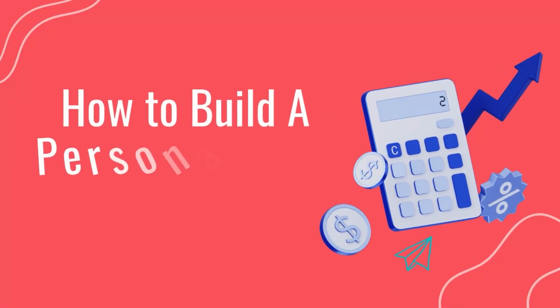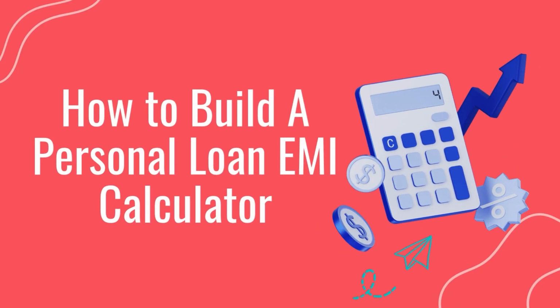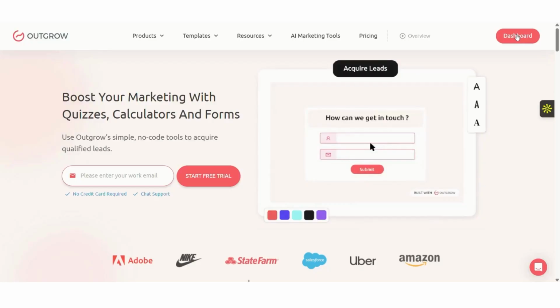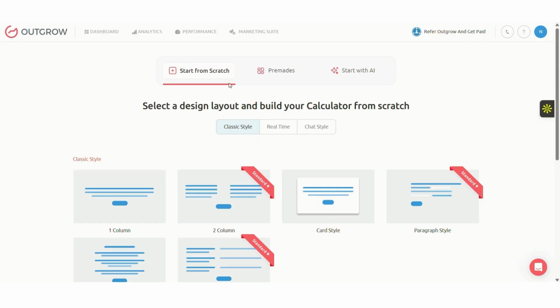Welcome to Outgrow. In this quick walkthrough, we'll show you how to build a personal loan EMI calculator. First, log into your Outgrow dashboard and select Numerical Calculator as your content type. Pick a template from Outgrow's Financial Calculator pre-mades or start from scratch if you'd like complete creative control.